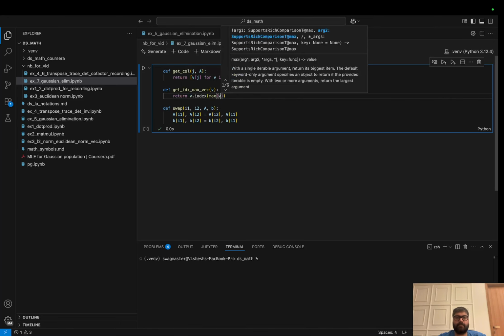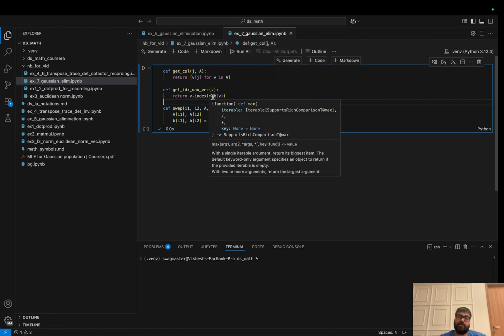Except, what if it's a negative value? Or what if it's all negative values, and one of the negative values is negative 0.000001, in which case you'd return that. So that would not be the best.